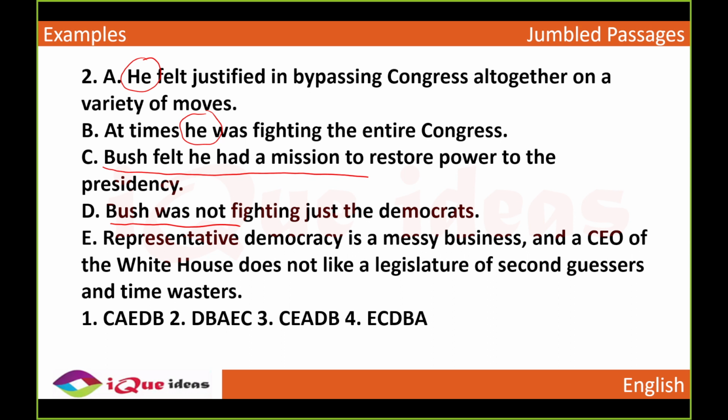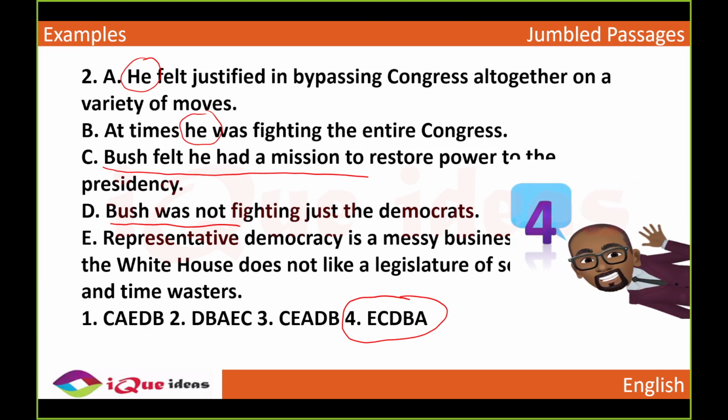So I can keep the general statement on one side and all the specific statements on the other side, so E will not come somewhere in the middle. E either comes in the beginning or at the end, and there is only one option where I definitely have E in the beginning. So if I go with E, C, D, B, A, E the general statement, then statements C and D, where the name of the person Bush is taken, and finally B and A, where you are talking about the same person but using the pronouns, right? So obviously 4 is the best option in this case. Easy.